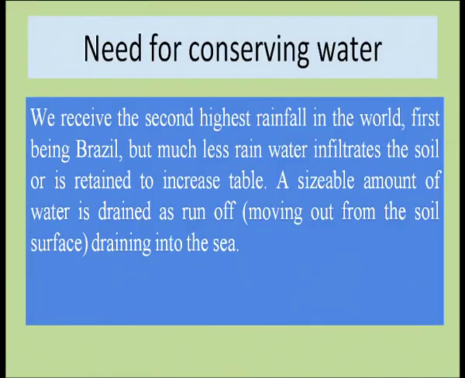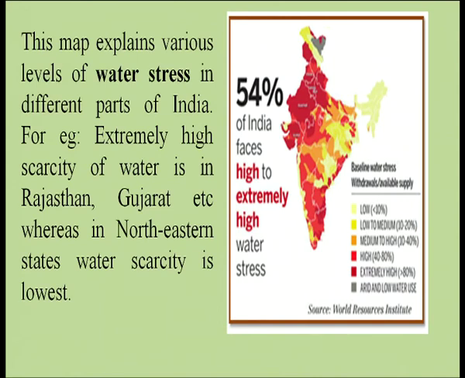Need for conserving water. We receive the second highest rainfall in the world, first being Brazil, but much less water infiltrates the soil or is recharged into our water table. A sizable amount of water is drained as runoff, that is moving out from the soil surface and draining into the sea. The map shows the water stress in different parts of our country.